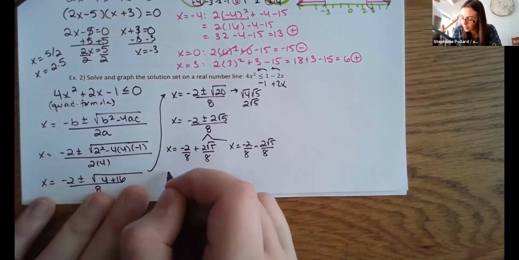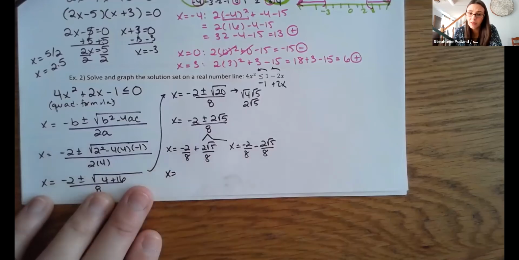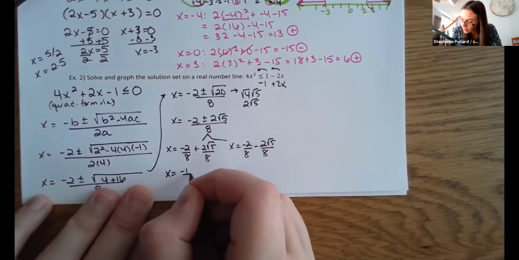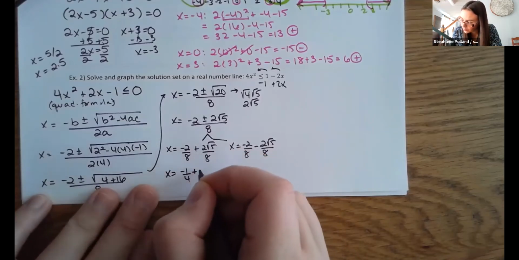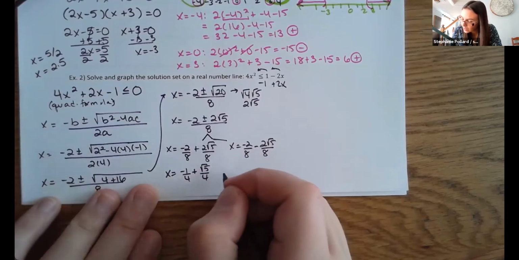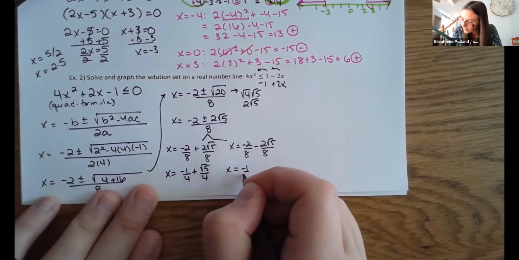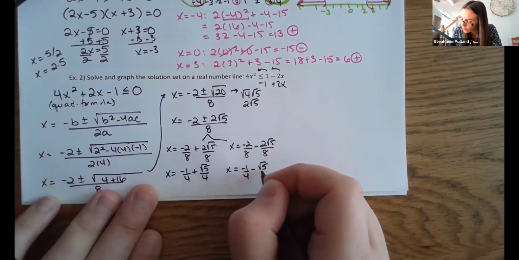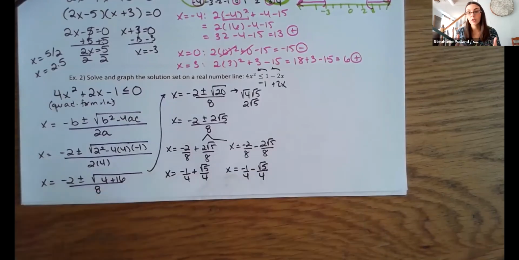Simplifying these fractions a little bit more, 2 eighths becomes 1/4. So negative 1/4 plus root 5 over 4. I don't really need the 1 here because I have that root 5. And then negative 1/4 minus root 5 over 4. So there are our 2 main zeros.